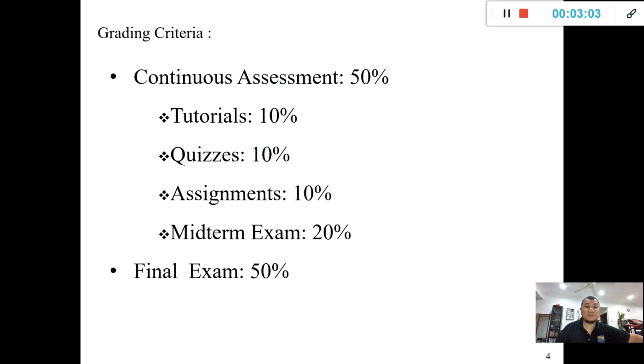So this is the grading criteria. You have continuous assessment, which includes tutorials, quizzes, assignments, and a midterm exam. I'm not sure how to do the quizzes and tutorials. Maybe I will just convert tutorials and quizzes into assignments. All these tutorials, quizzes and assignments will be bunched into a couple of assignments, and of course a midterm exam, 20%. And of course, we have a final exam, 50%.